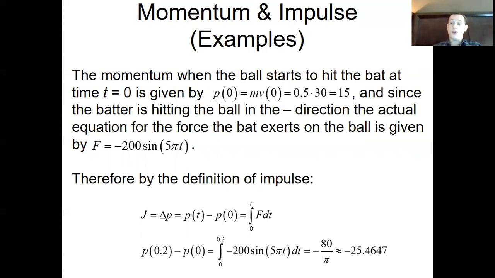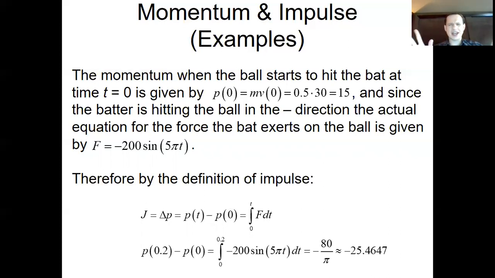So ending momentum minus starting momentum, that's change in momentum, is this integral. That's the integral of, well, how much time did this take while it was in contact with the bat? Well, start time 0, time always starts at 0. It was in contact for 0.2 seconds, so we're going to integrate this from 0 to 0.2. And you plug in the force equation, negative 200 sine of 5 pi t times dt. You integrate it. You put in your limits. I won't bore you through the basic integration, but you get negative 80 over pi.